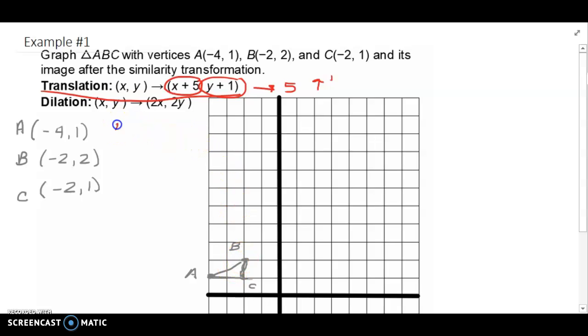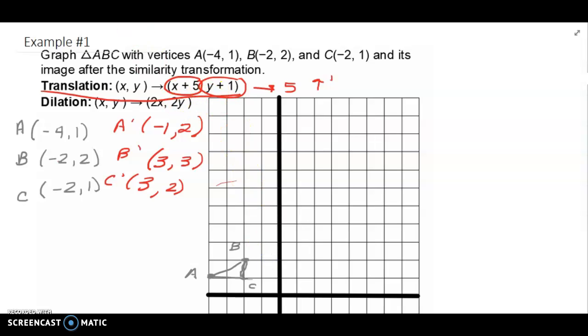Okay, so my A prime, my B prime, and my C prime, I'm going right 5, so -1, and up 1 is 2. I'm going from -2 plus 5 would be 3, 3, and -2 plus 5 would be 3 again, and then 2. Okay, so if I plot these, -1, 1, 2, here's my A prime, oh guys, sorry. This should be a plus 1. -4 plus 5 is plus 1. So 1, 2.